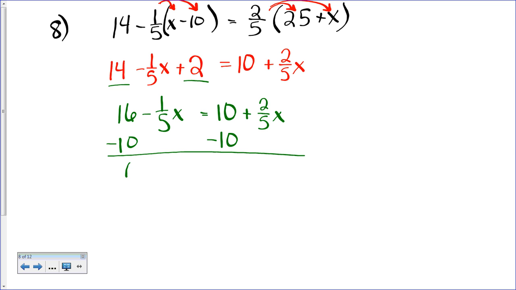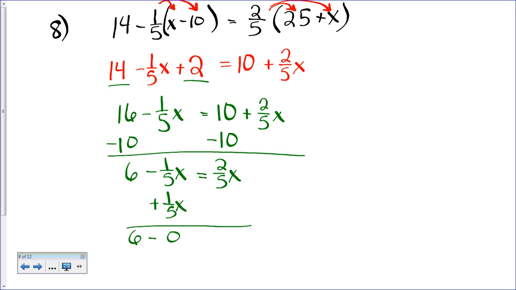That leaves me with 6 minus 1/5 x is equal to 2/5 x. Okay, now you can multiply by 5 and get rid of your fractions, or you can see it like this. If you add 1/5 x to this side, those cancel and give you 0. So I've got 6 minus 0. If I add 1/5 to this side, what's 2/5 plus 1/5?